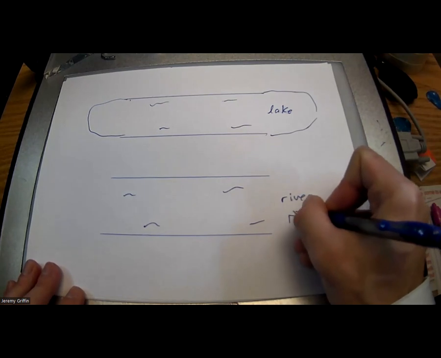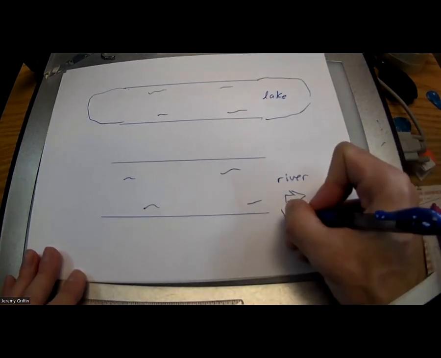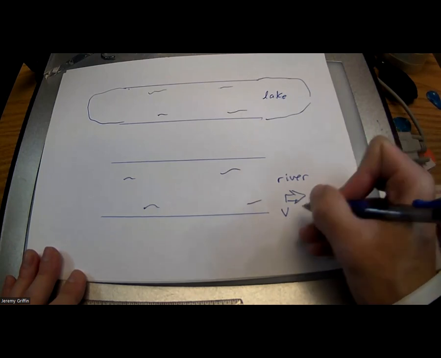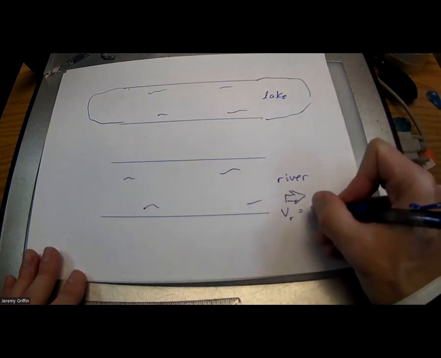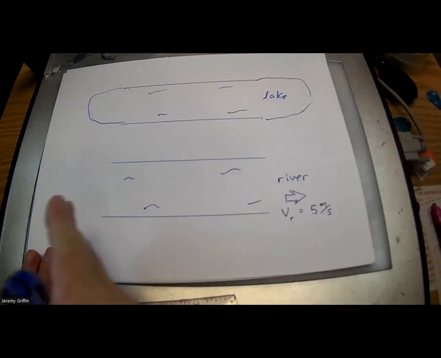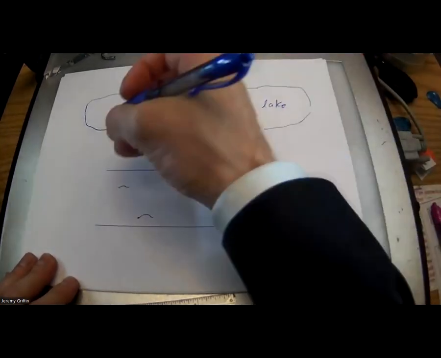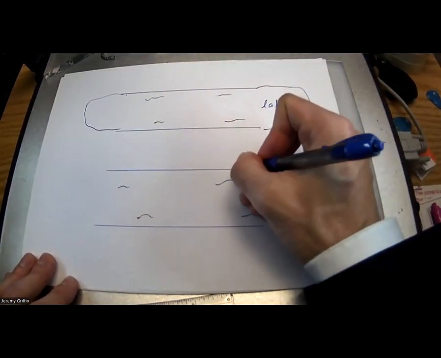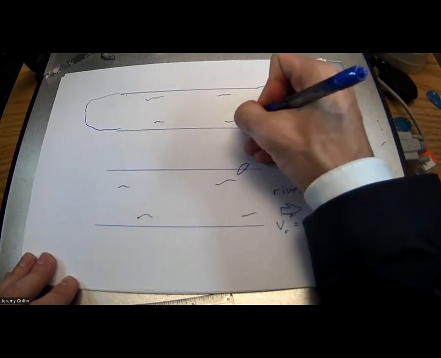And I'll have a river current flowing this way. I'll say the speed of the river current is like 5 meters per second, left to right. Okay. And let's say we got a couple of boats. So I have a boat here, a boat here.